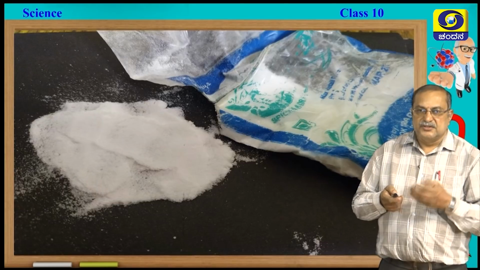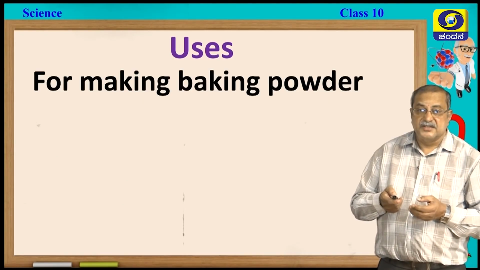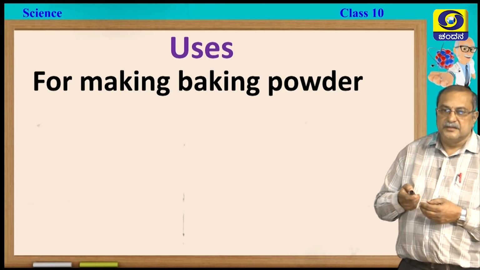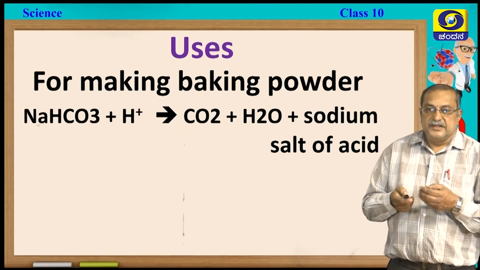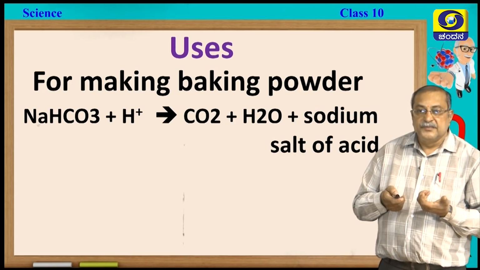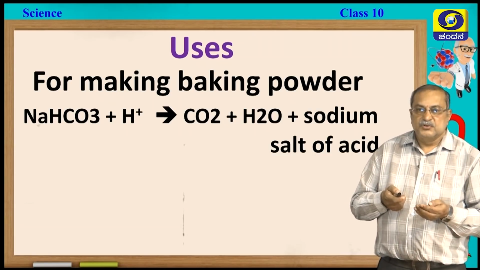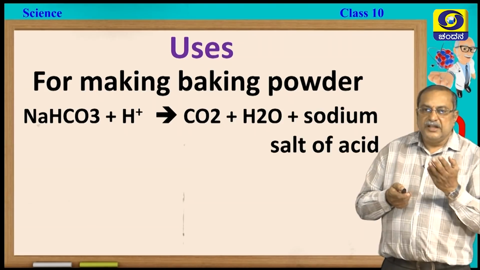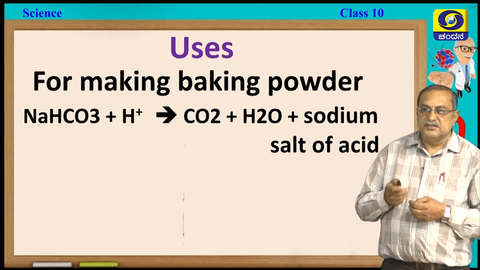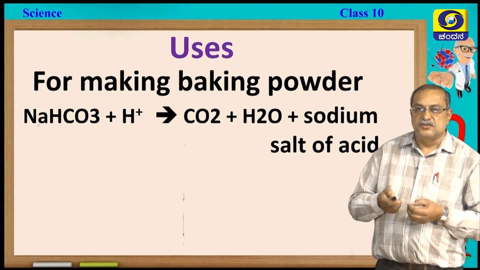Clear now? So, this is the soda that you are seeing. Next, other uses we are going to see, that is for making baking powder. Baking powder means NaHCO3 plus H+. This H+ we get from a mild acid like tartaric acid. So, when it is heated, carbon dioxide plus water plus the sodium salt of the acid is going to be obtained.